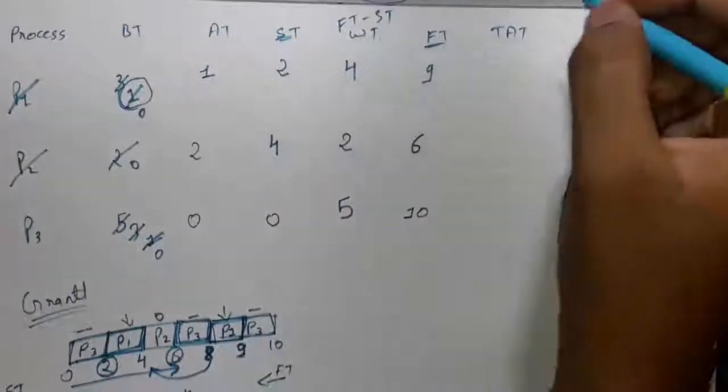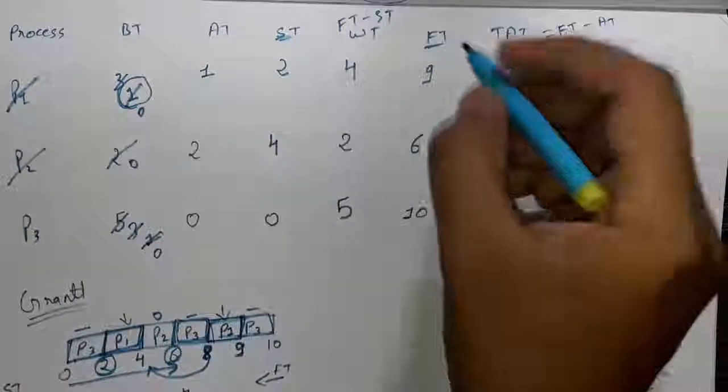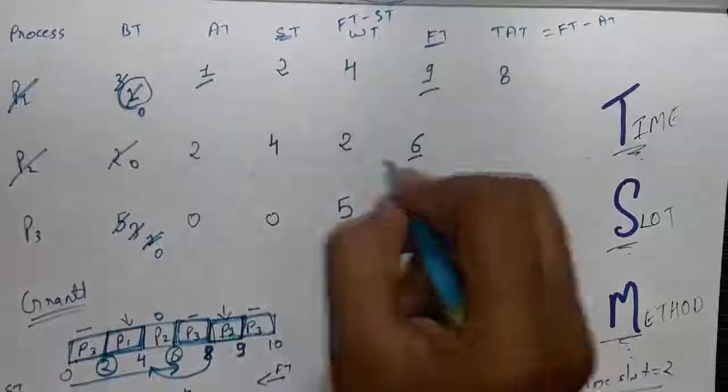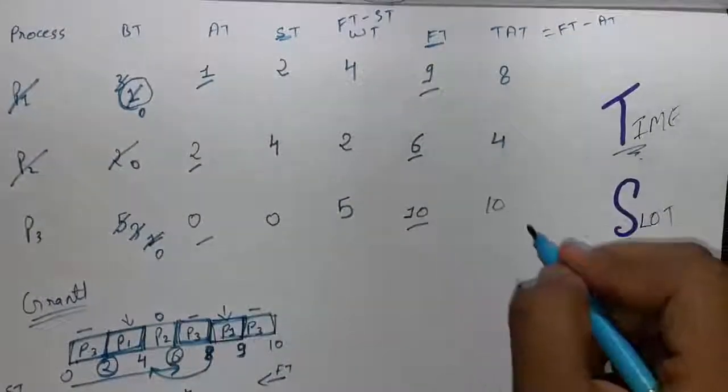Now for the turnaround time, the formula is finish time minus the arrival time. So finish time minus the arrival time: 9 minus 1 will be 8. 6 minus 2 will be 4. And 10 minus 0 will be 10.